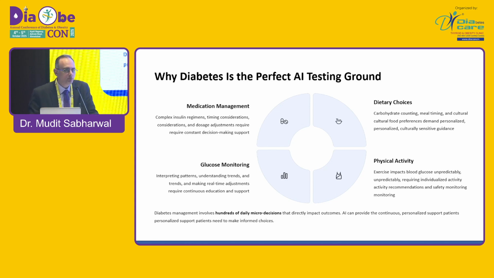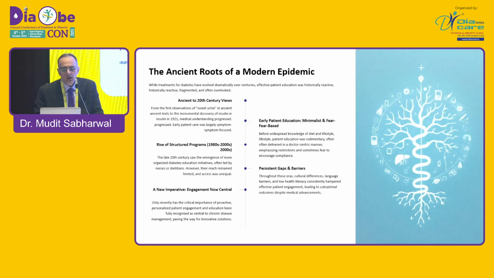Then of course there is glucose monitoring, from blood glucose monitors to CGMs, which we went through yesterday, where there are glucose trends, glucose analysis, and real-time adjustments required, which require continuous education and engagement with the patient. And then of course there is physical activity, which varies from patient to patient. So of course that's very unpredictable. Something which works for me will probably not work for you.